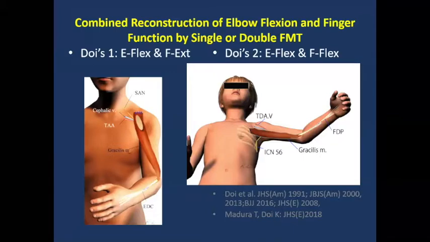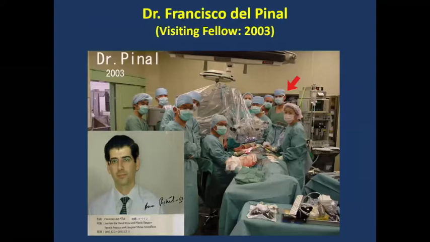Next, the combined reconstruction of elbow flexion and finger function was performed by single or double muscle transfer, utilizing the long length of the gracilis to reach from the shoulder to the forearm. We have already reported the long-term outcome of double muscle transfer for not only adults, but also children several times. Dr. Pinel visited our hospital in 2003, and I hope he enjoyed our double muscle transfers.